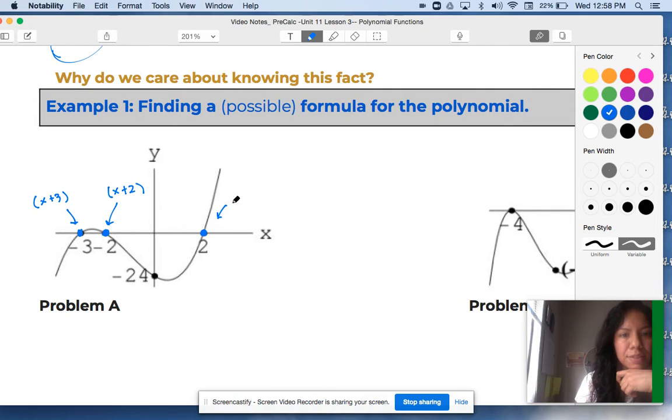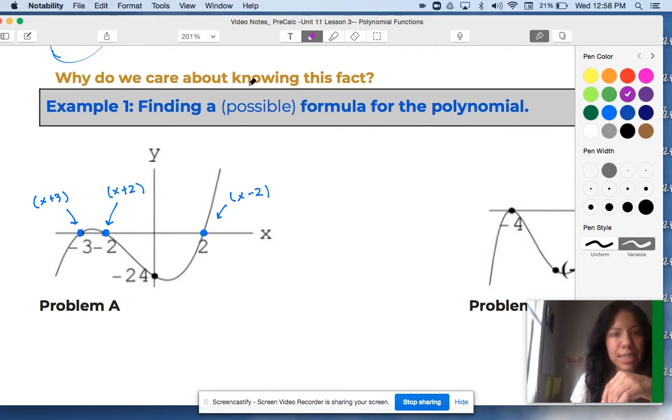And then the factor for this one is going to be x minus 2, because it's the opposite of positive 2. Sweet. Once we've found the factors, we are almost done. Now we have to figure out whether each of these factors has a power of 1 or a power of 2, an odd or an even power.